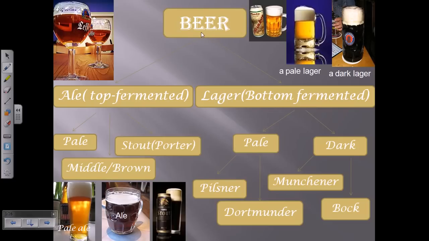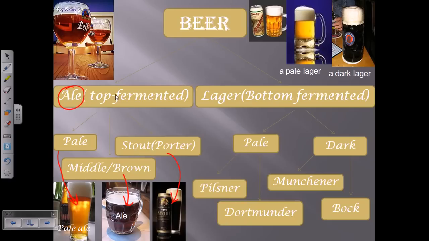Now if we look at the types of beer, there are two types actually. One is ale beer, another is lager beer. Ale beer is the top fermented beer and lager beer is the bottom fermented beer. Ale can be divided into three different types: pale, middle or brown, and stout. Pale beer is definitely pale in color, and this is the most common one. Second is middle or brown beer, and another is stout or porter, which is a black and dark colored beer. All of these, pale, brown, and stout beer, are part of ale.